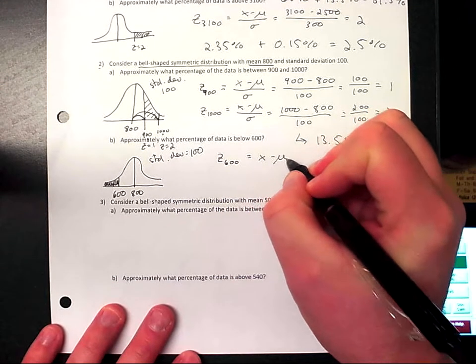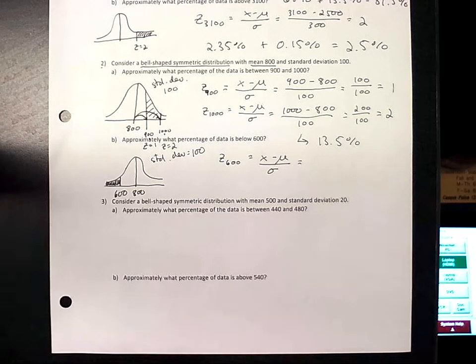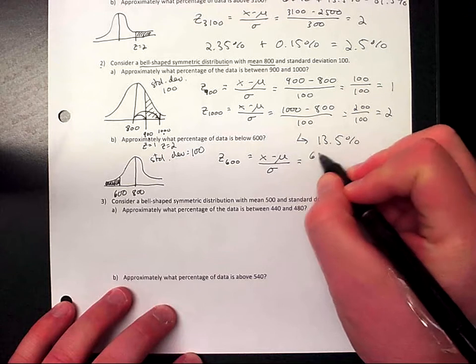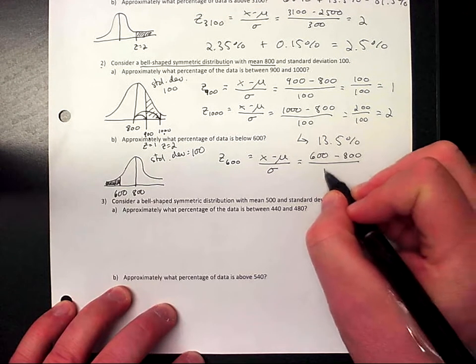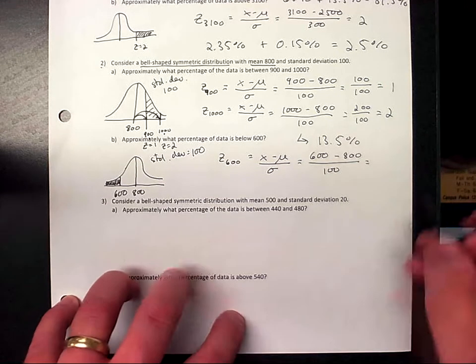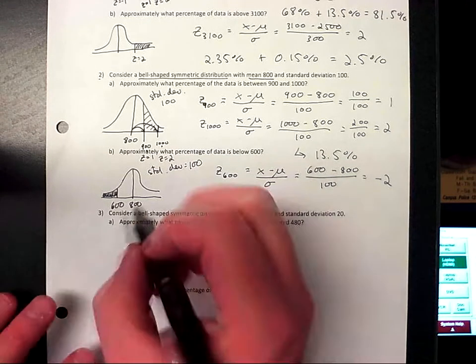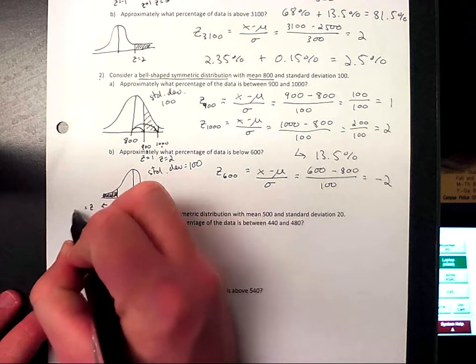So again, we don't know whether this is a sample or a population, so I'm going to use the z-value formula for a population. Again, you could use the one for a sample, whatever your preference is, it really doesn't matter. For this problem, I like using this population one. So again, we're going to have 600 minus our mean, which is 800, divided by 100 for our standard deviation. So therefore, our z-value is going to be equal to what? -2.